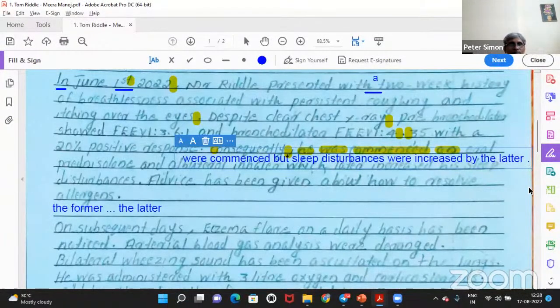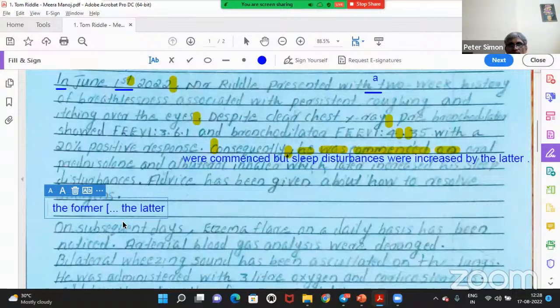So two things were comments. Prednisolone, no problem. But albuterol, there is a problem. So we are writing about albuterol. So you can say the latter. The latter means second one. The former means the first one. So I am writing here. Okay, how did we use this one? Many people don't know how to use this one. The former means the first one.